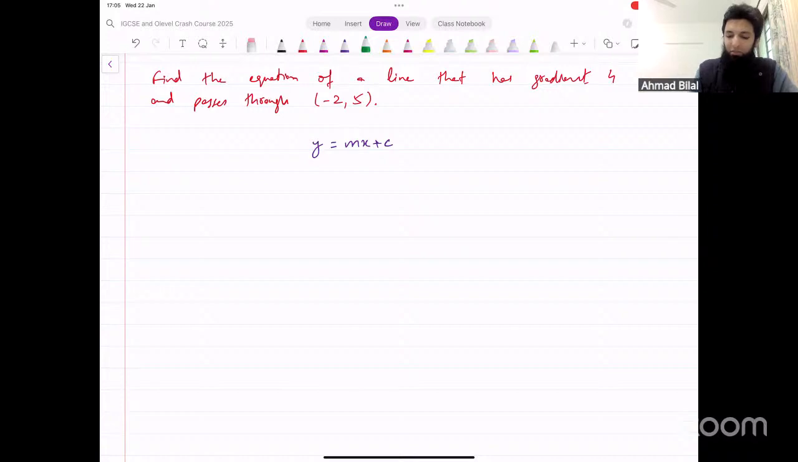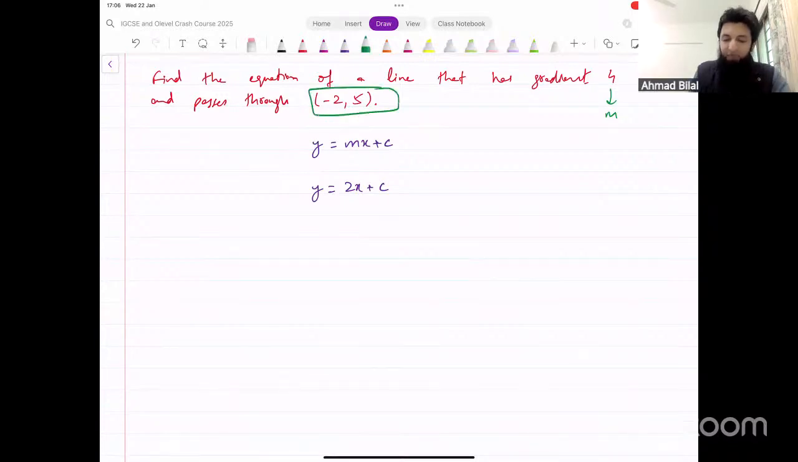Now, do you have the gradient? Yes, you have the gradient. The gradient is 4. That's the value of m that we needed. What about the value of c? The y-intercept, that is not given, right? C is not known. Now, what do you do in this case? What you can do is, first of all, put that value of m inside this so that the equation becomes y equals 4x plus c, right? And now the question is, how do you find the value of c?